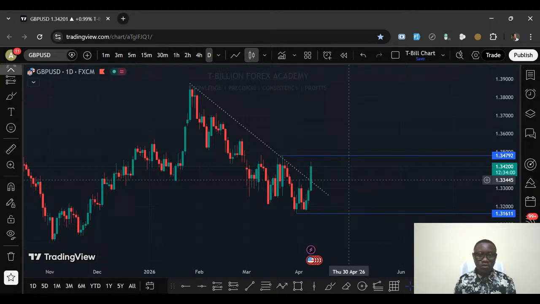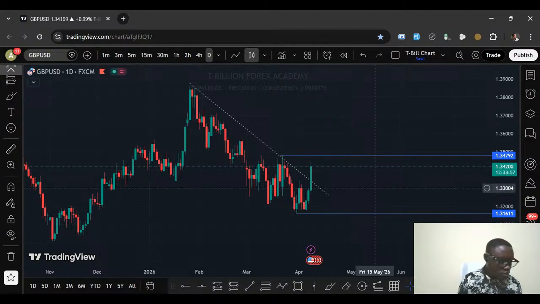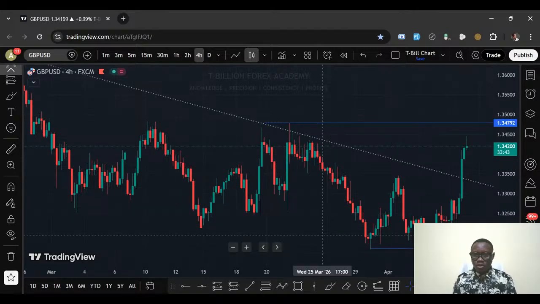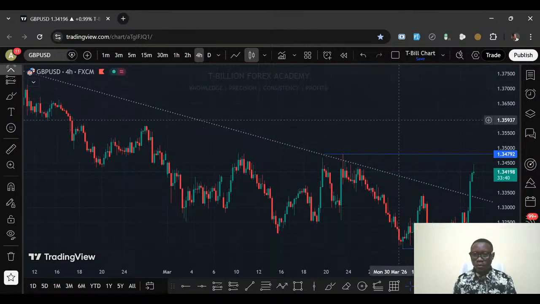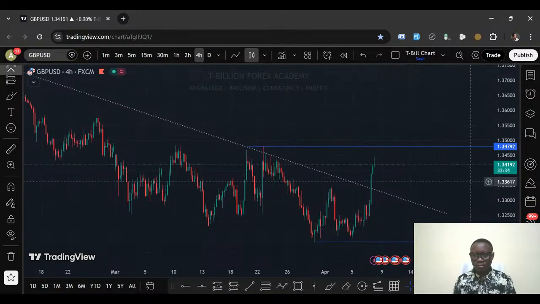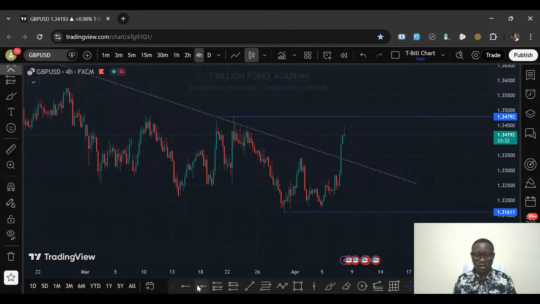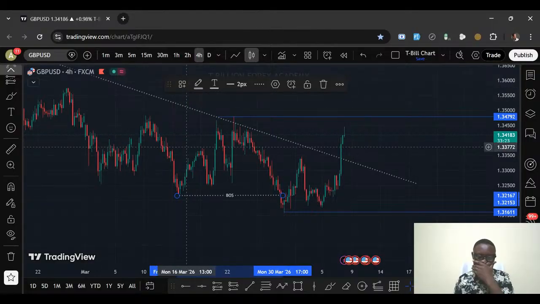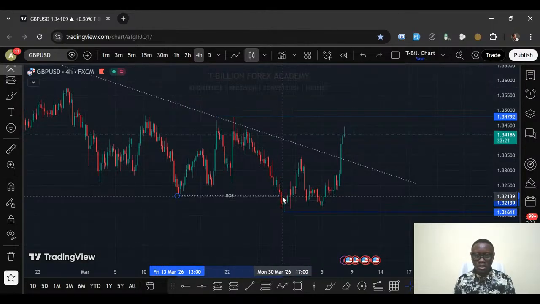So let's drill down to the 4H time frame. On the 4H time frame, we have this break of structure right here. This was the last break of structure the market gave, the last break of structure to the downside.